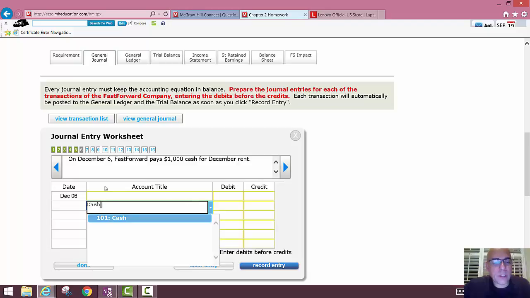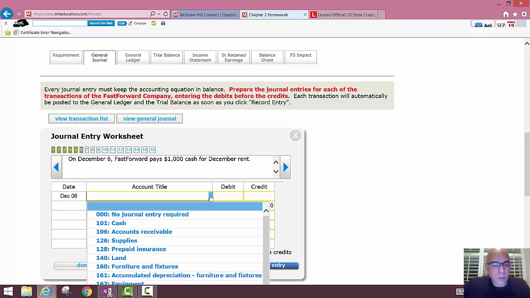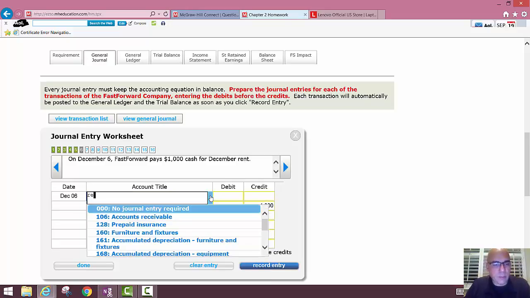Now again, the conventional approach is to put your debits first, but since I'm paying cash, cash is an asset, that's going to be $1,000 per the facts of the transaction. And I have rent. I'm paying my rent. So what's happening? I have used my cash and I have an expense. I have expired the benefit here. So it's an expense, and I'm going to just go ahead and type in rent.